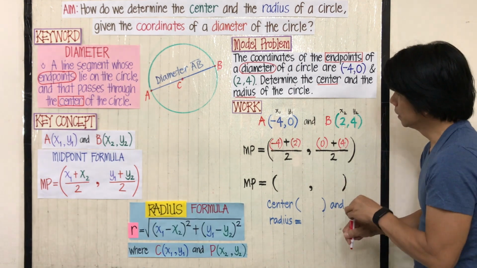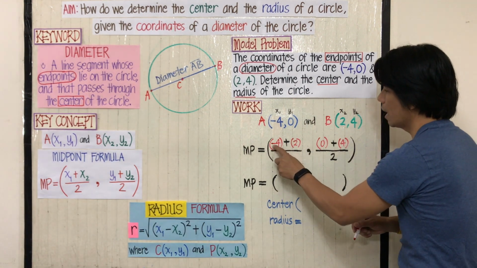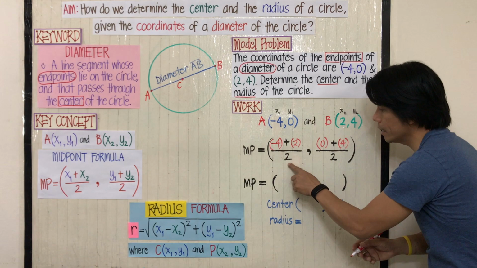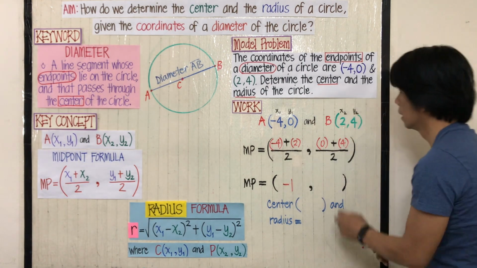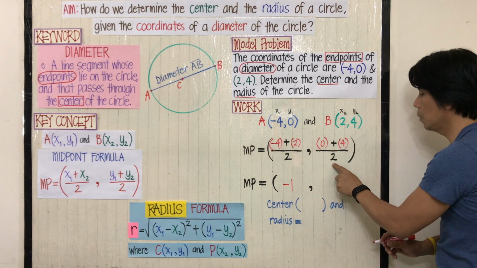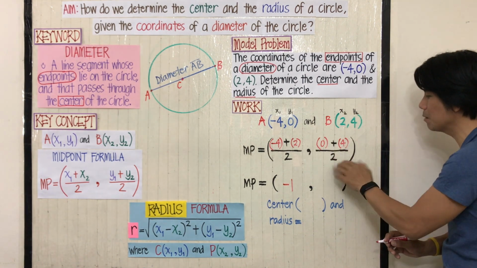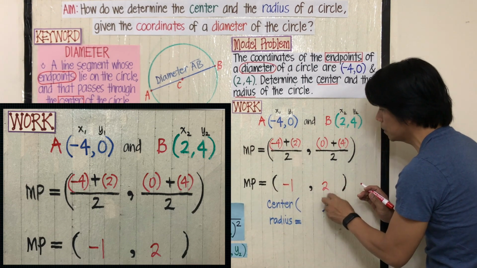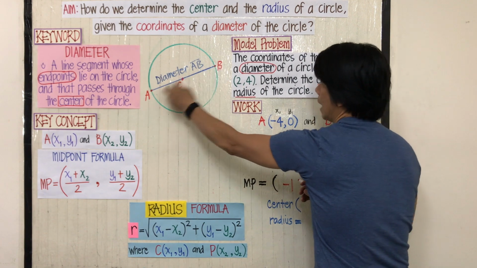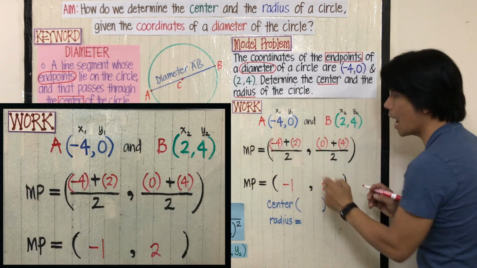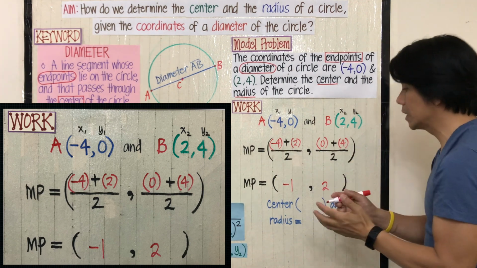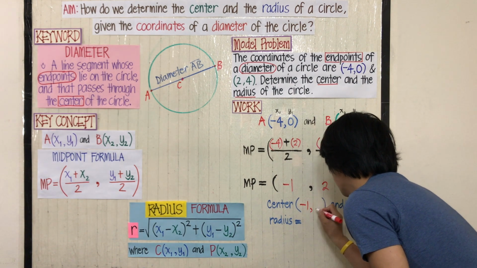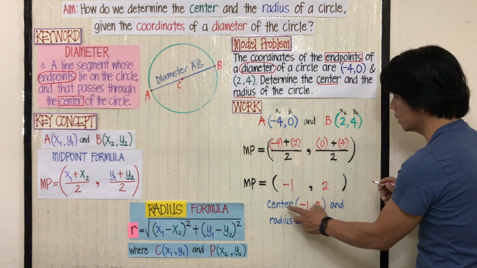Now let's do the math, the arithmetic. -4 plus 2 is -2, and then you divide it by 2, which is -1. 0 plus 4 is 4 divided by 2, it's 2. So the coordinates -1, 2 is the midpoint of that line segment AB, which happens to be, again, as I have mentioned earlier, the center of that circle. So we're just going to simply write -1, 2. That's the coordinate of the center.